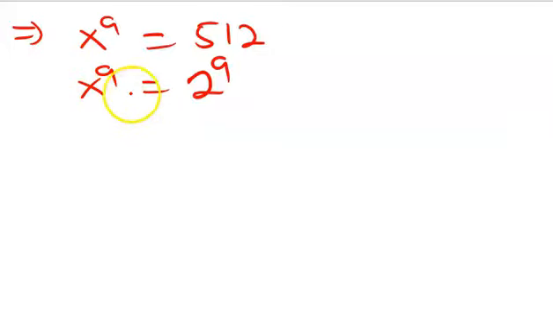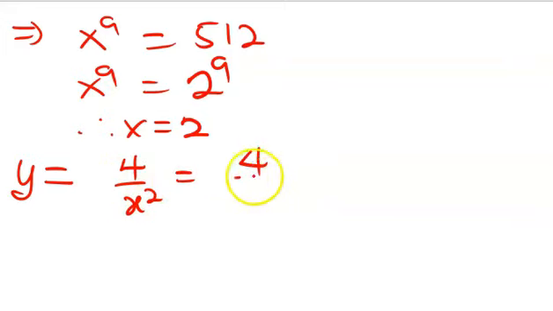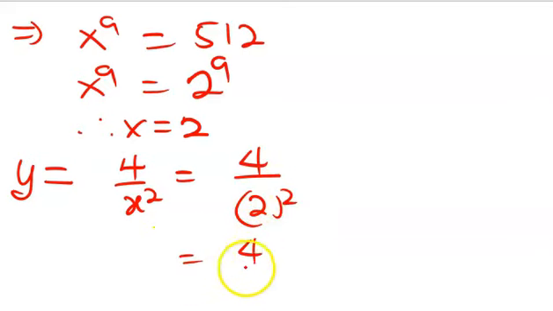So from indices, if the bases are the same, you equate the exponents. And if the exponents are the same, you equate the bases. So therefore, x is equal to 2. Now we said that y is equal to 4 over x squared, which is 4 over 2 squared, and we have 4 over 4, which is equal to 1. That is the value of y.